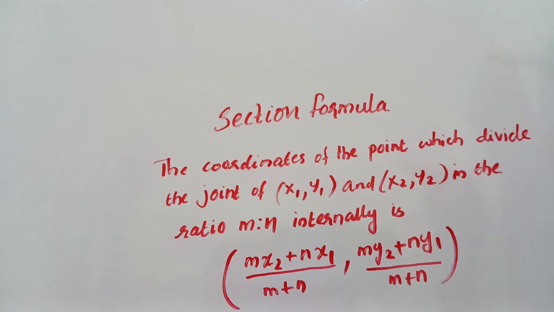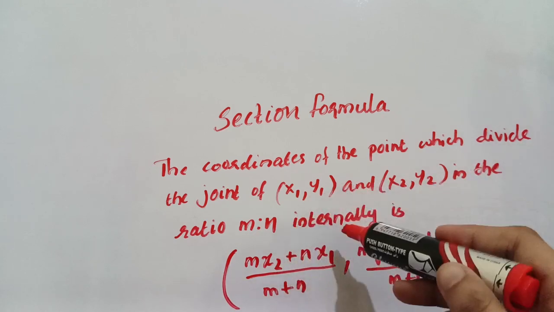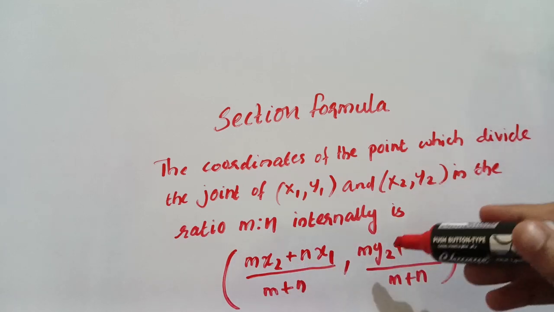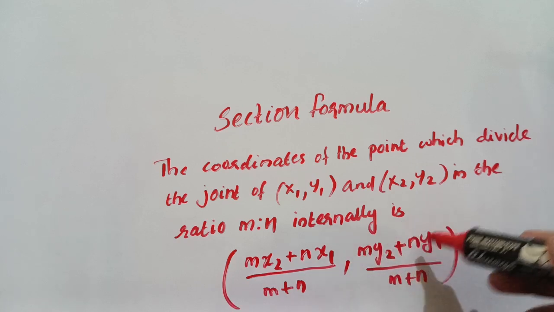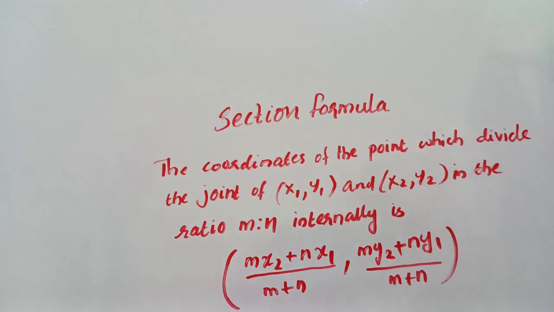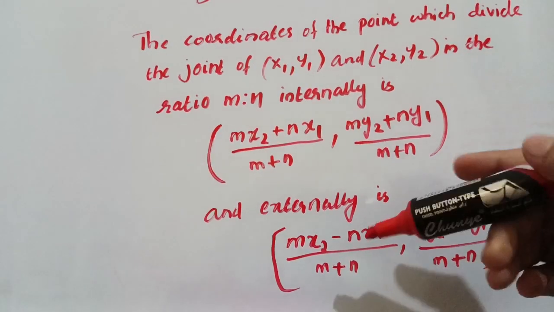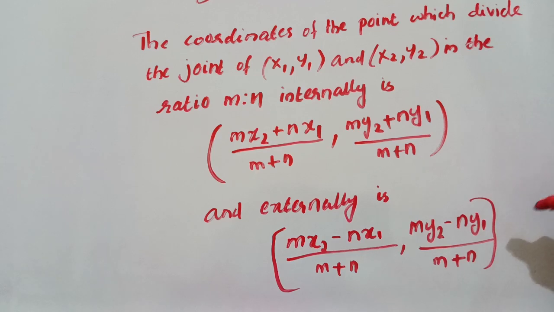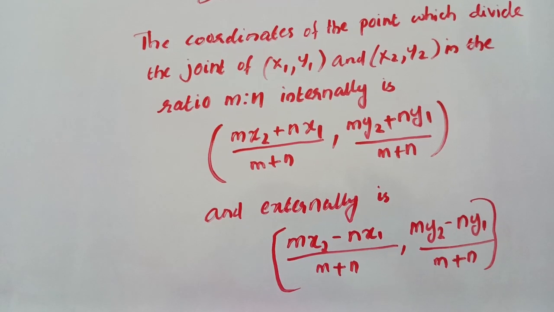The coordinates of a point which divides the join of (x1, y1) and (x2, y2) in the ratio m:n internally is (mx2 plus nx1) by (m plus n), comma (my2 plus ny1) by (m plus n). This is internally. Then externally it is (mx2 minus nx1) by (m minus n), comma (my2 minus ny1) by (m minus n). This is the section formula.